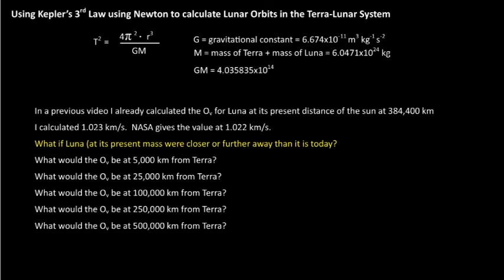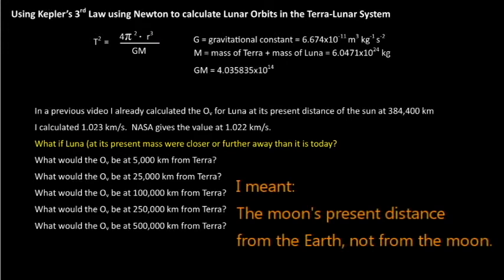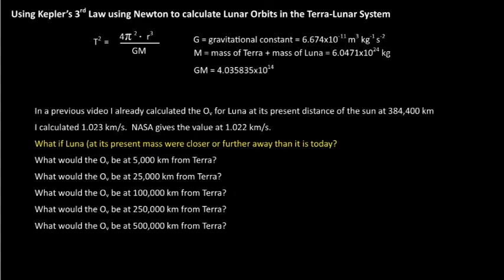This explains how in a previous video I calculated the orbital velocity of the moon at its present distance from the Earth, which is 384,400 kilometers, the semi-major axis. I calculated that at 1.023 kilometers per second. NASA gives a value of 1.022 kilometers per second, or 1.02 if you want to round. So I was off literally by 1 meter per second. So I knew that worked in that video.